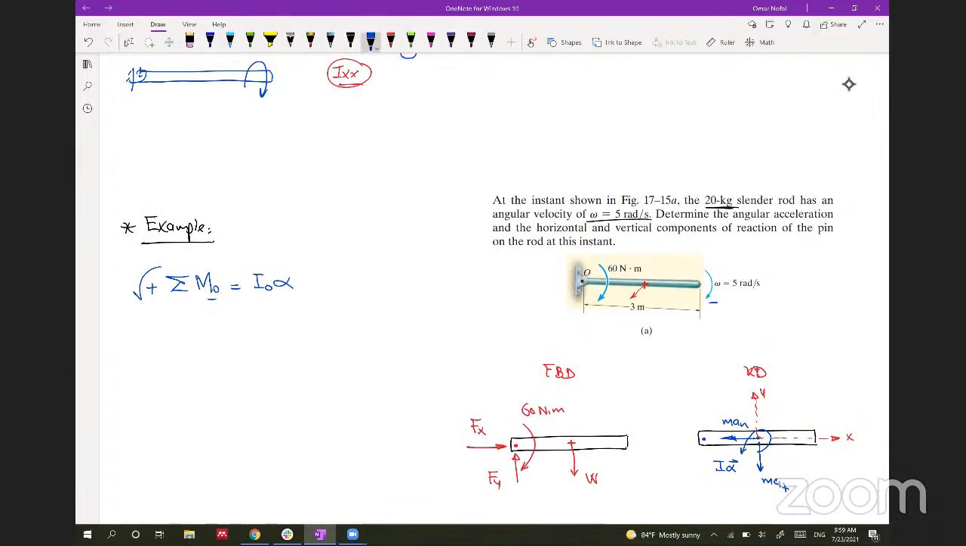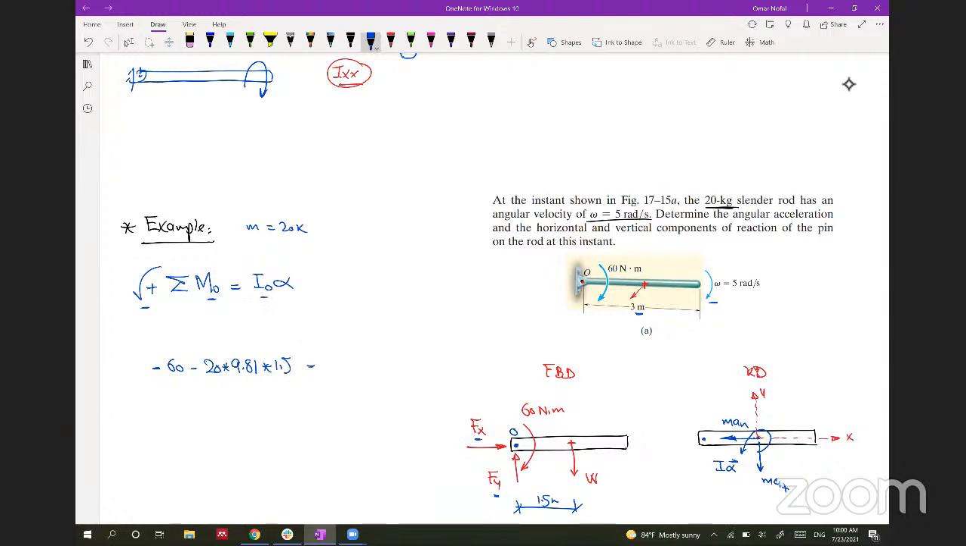Okay, so let's solve the problem. Let's get the moment about point O. This is point O, and I take the moment about point O because it's much simpler. It will eliminate two unknowns, Fx and Fy. Knowing that this is the positive direction, the 60 Newton meter will be in the negative direction, so I will have negative 60. And the weight is also doing a negative moment. I know that the mass is 20 kilograms, so this will be 20 multiplied by 9.81. So this is the weight. And we multiply the weight by the moment arm, which will be 1.5 meters, given that the bar is 3 meters. So this will be 1.5.